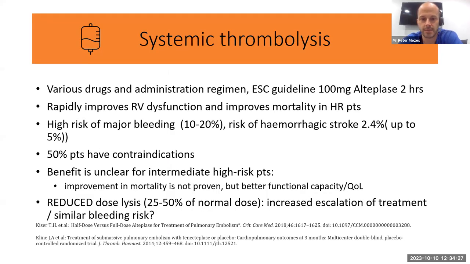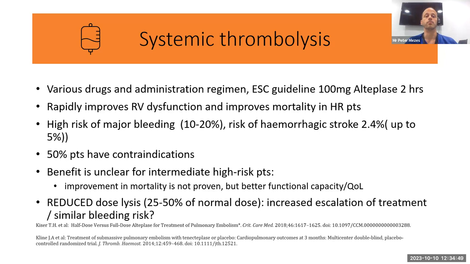Systemic thrombolysis has been around for the longest time, and this is still the accepted first-line treatment in severe PE. There are all sorts of different drug administration regimens out there, but probably the most widely used is the ESC guideline one, where we give 100 milligrams of alteplase over 2 hours.